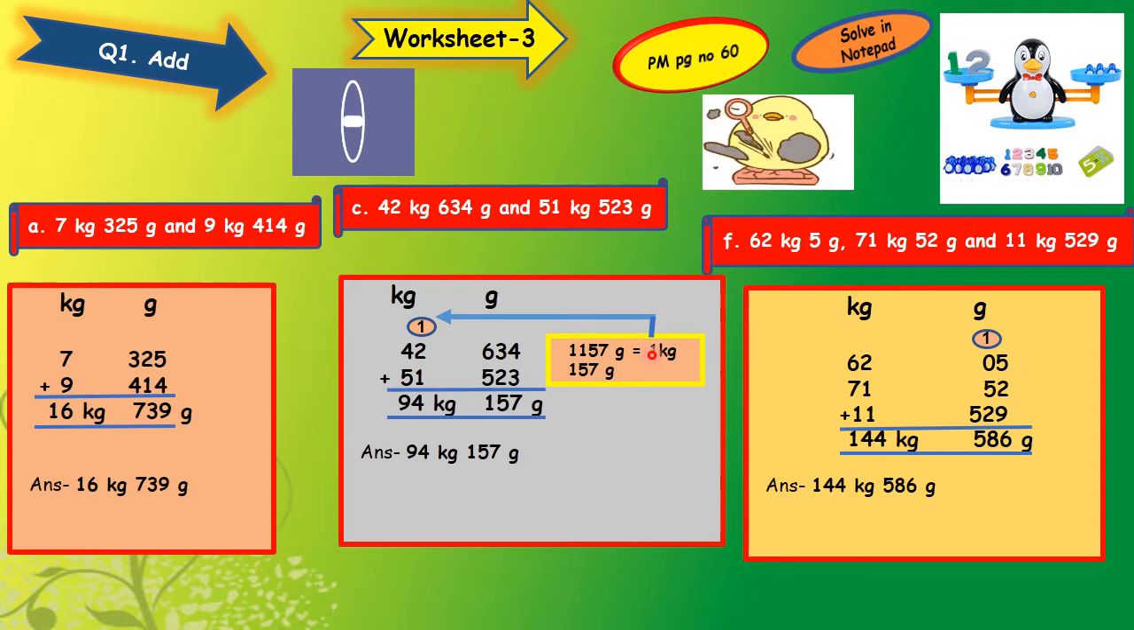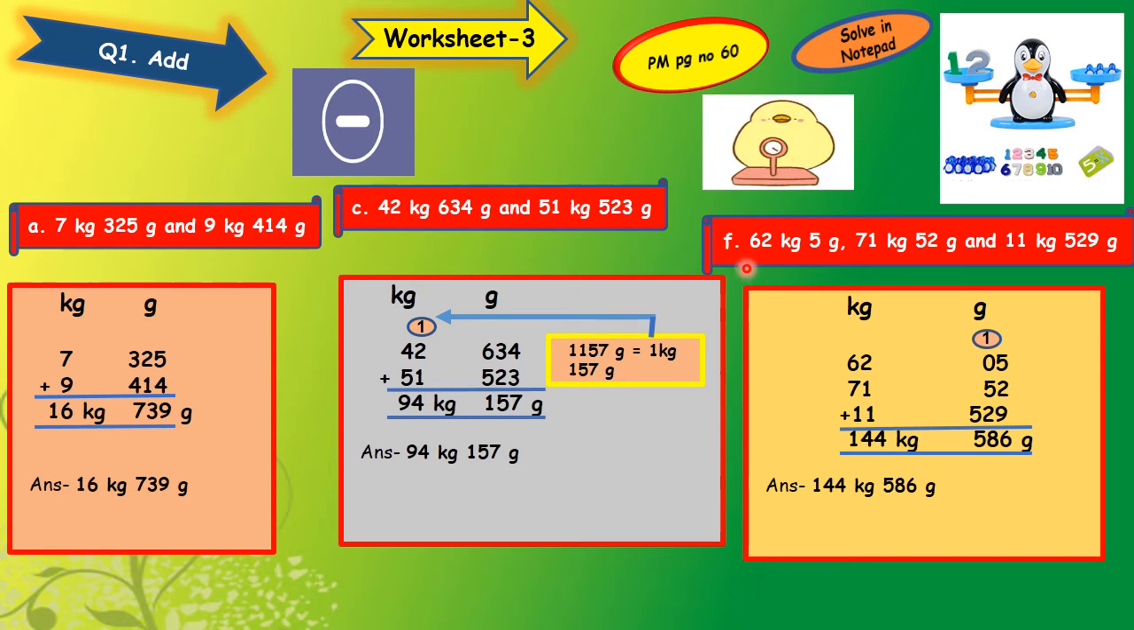So this 1 kg shall be carried forward to the kg section. So here in kg, 2 plus 1 is equal to 3 and 4 plus 5 is equal to 9. So our final answer will be 93 kg 157 grams.